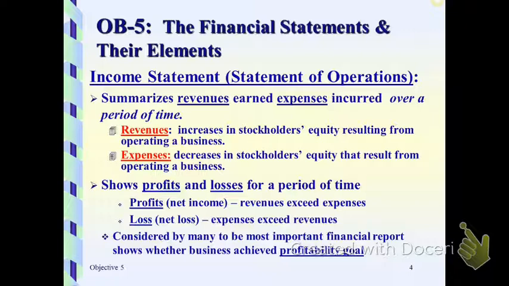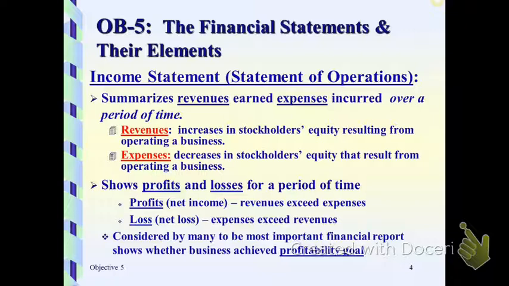The income statement, or statement of operations as it's otherwise known, basically summarizes the revenues earned and the expenses incurred for a business over a period of time. Revenues basically increase the stockholders' equity, and they result from the actual operations of the business, while expenses decrease the stockholders' equity that results from the operations of the business.